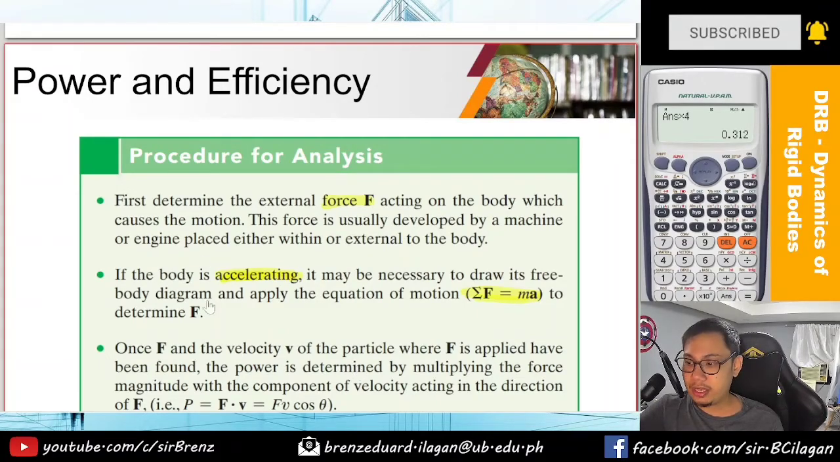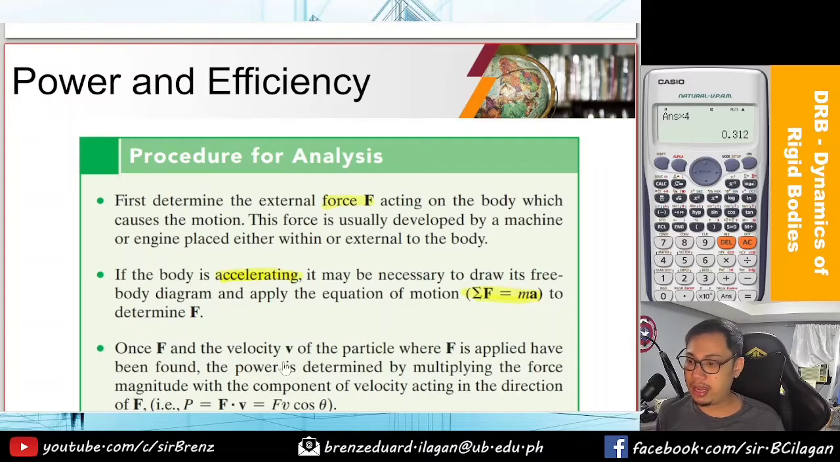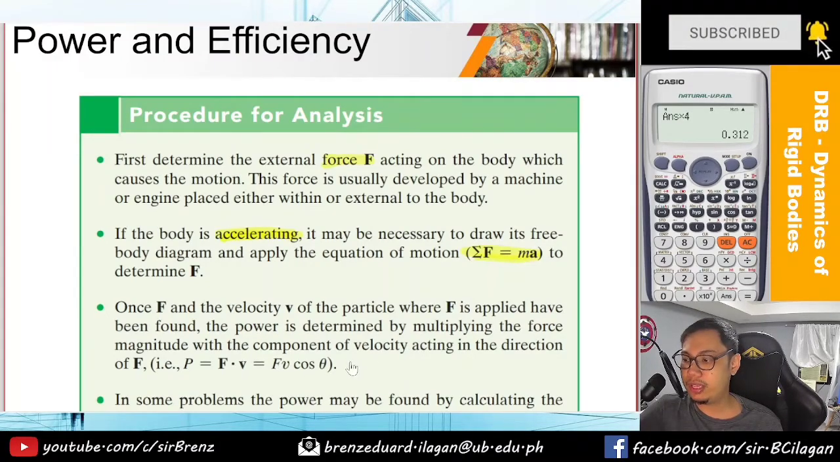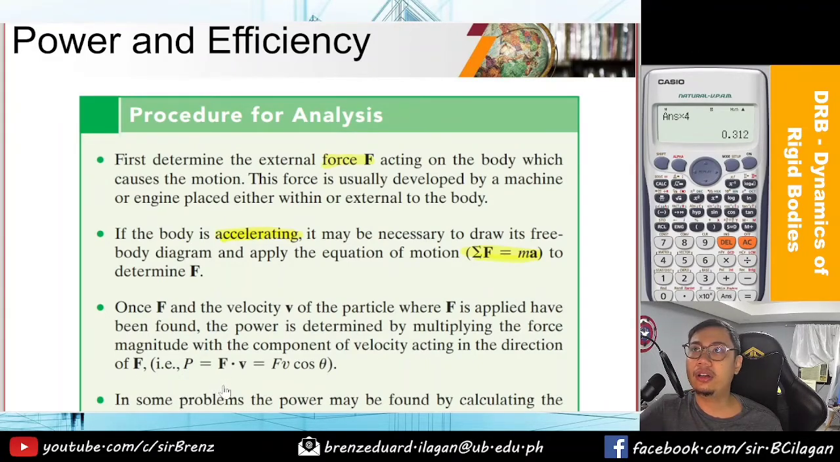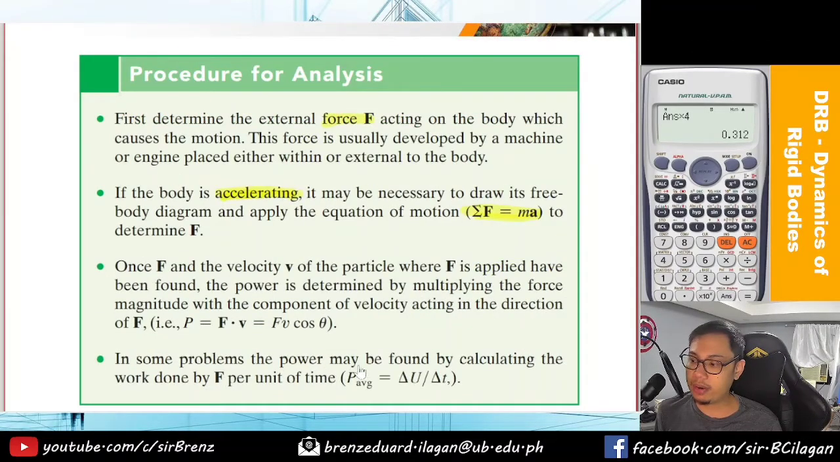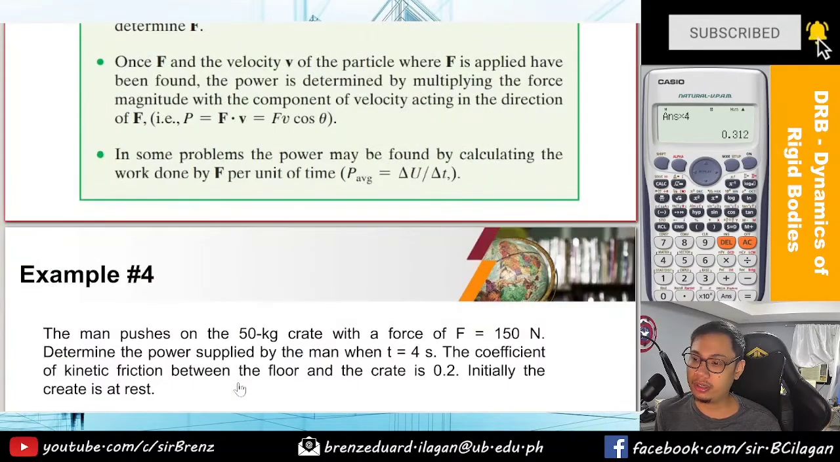To determine F, once F and the velocity V of the particle where F is applied have been found, then apply mo lang yung equation for the formula of power. So the power is determined by multiplying the force magnitude with the component of velocity acting in the direction of F. So dapat in the direction of F. So it's either yung force ang kunin mo yung component niya with respect sa direction of velocity, or yung velocity ang hanapan mo ng component para going the same direction as the force. In some problems, the power may be found by calculating the work done by F per unit of time. So naka per time yung kanyang unit.